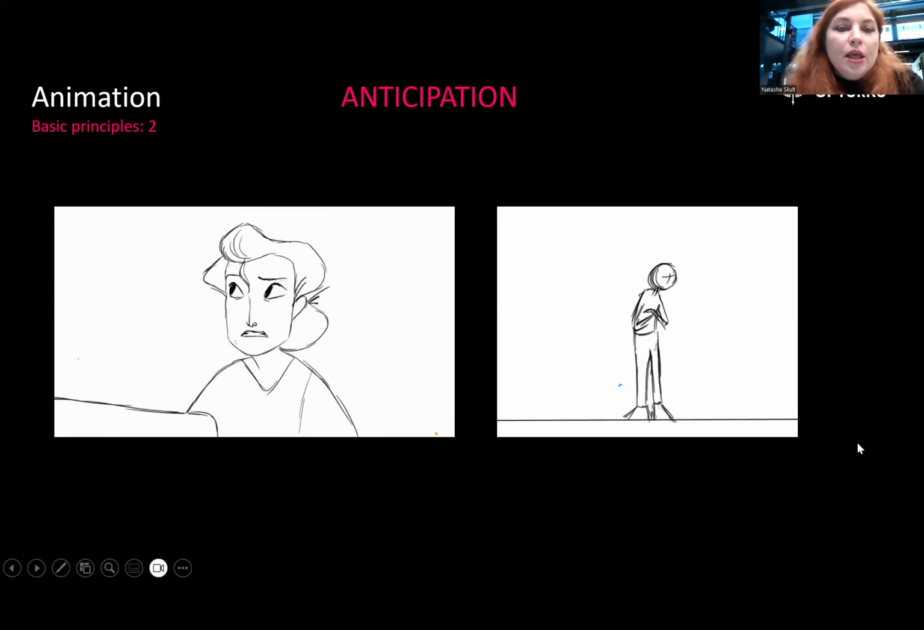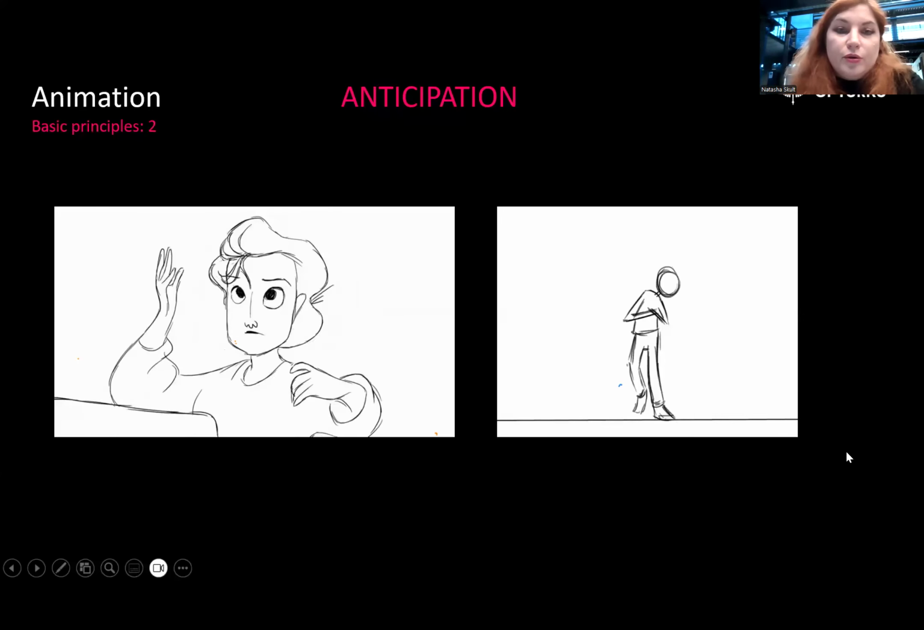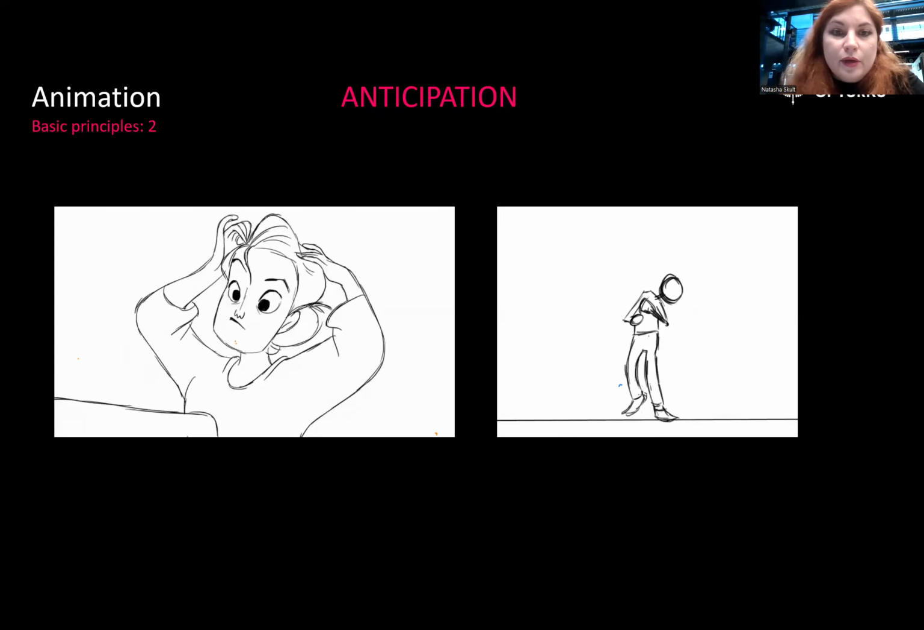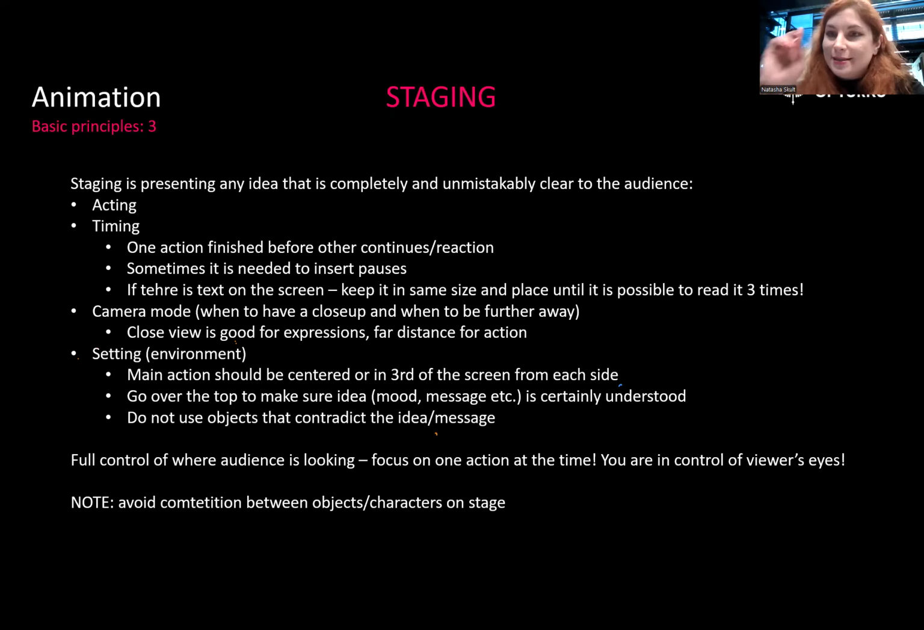Let's move on. So we went through squash and stretch, then anticipation. Now, staging. Staging is a tricky principle, because we are creating this stage, as it says, of what should happen and when. Basically, who, where and why something is happening, so that it's very clear for the audience.